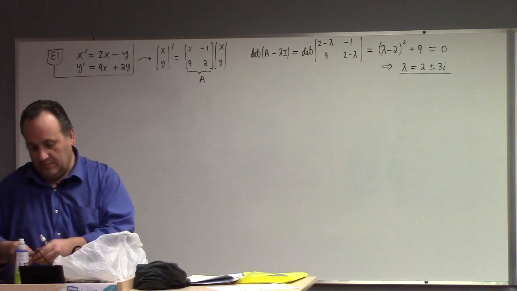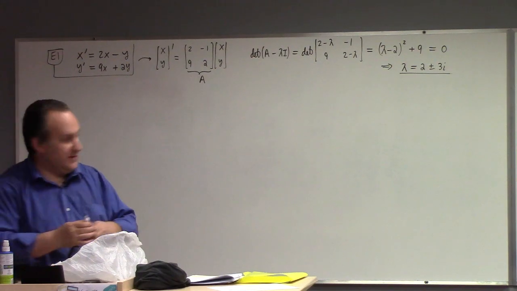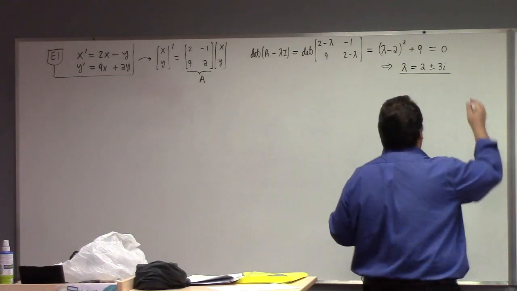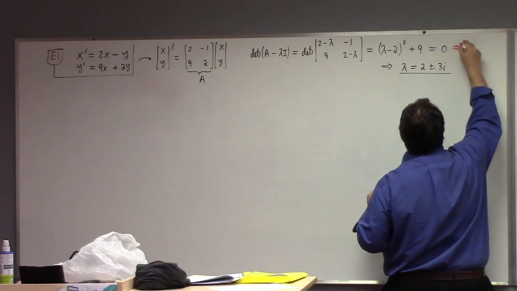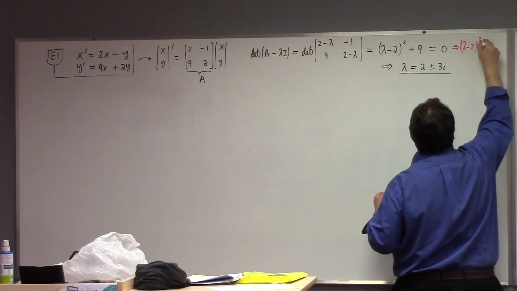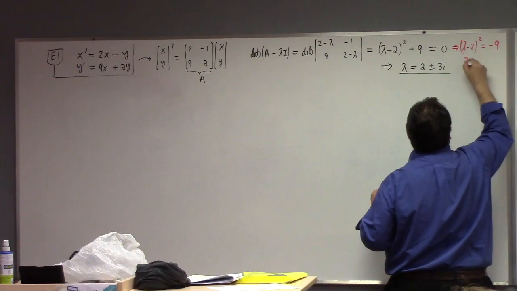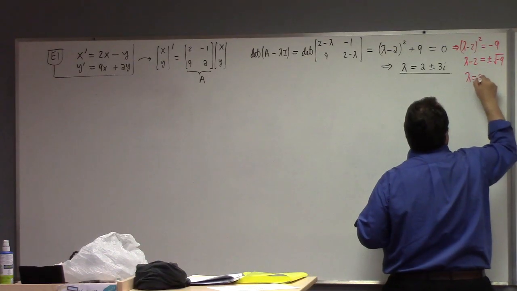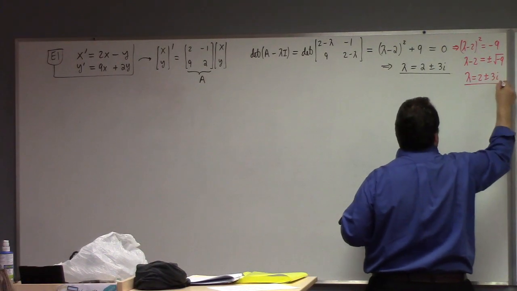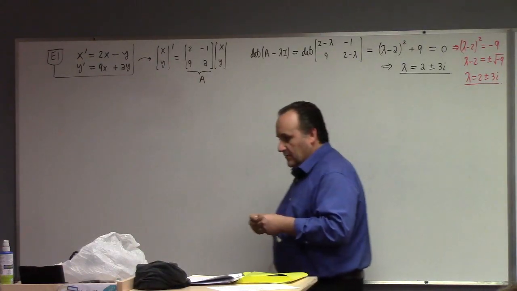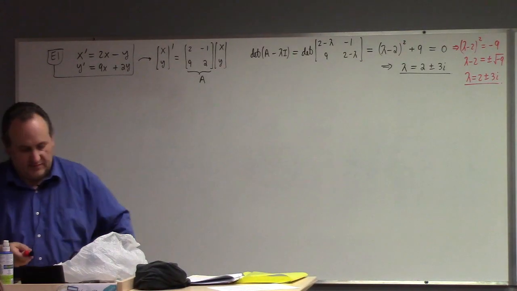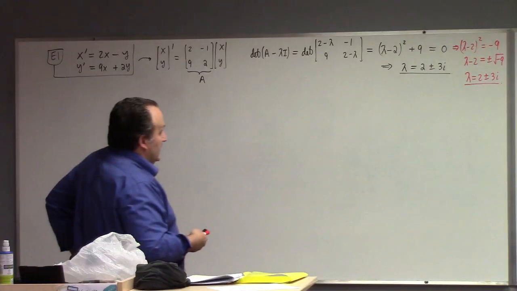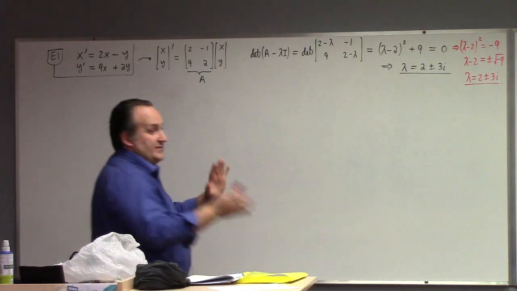Now, if you don't believe me, we could, of course, put an extra step in there if that would make you happier. All I'm not showing you is that this says (lambda minus 2) squared is equal to minus 9. So lambda minus 2 is plus or minus the square root of minus 9, which gives me lambda is 2 plus or minus 3i. Anyway, I don't feel the need to go through all that, because once we have a quadratic equation with the square completed, we can read the solution directly off that.